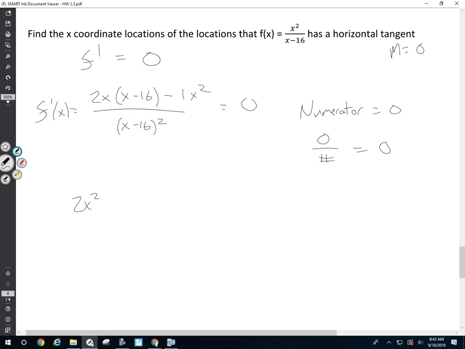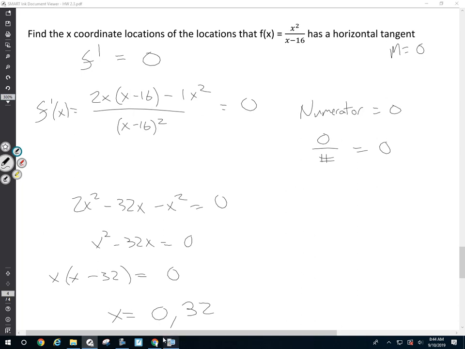Let's try to solve the numerator set equal to 0. I got 2x squared minus 32x minus x squared equals 0. I got x squared minus 32x equals 0. I could factor x out. I have x times x minus 32 equals 0. I get x equals 0 and 32. Large numbers, but let's see.